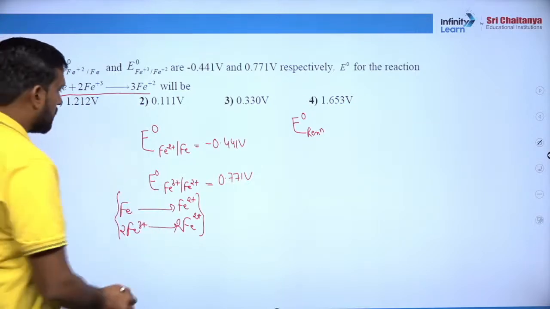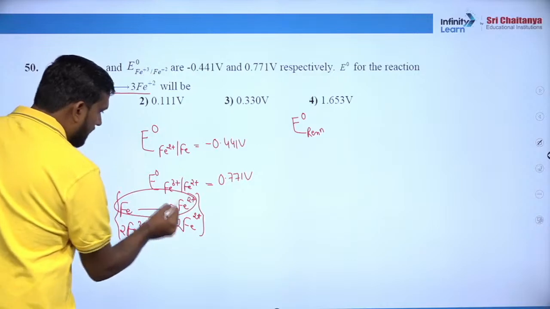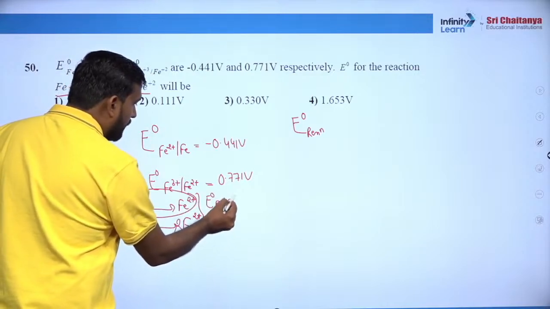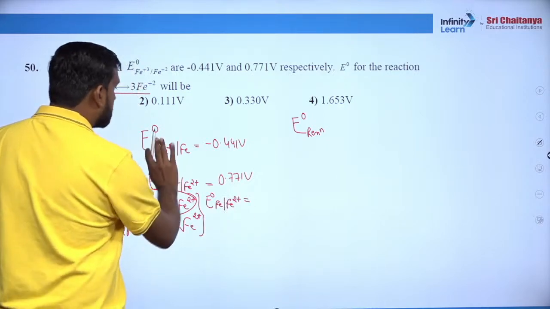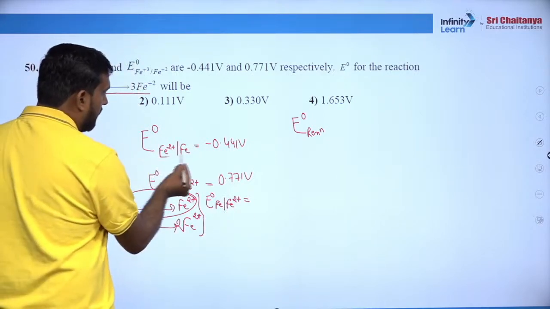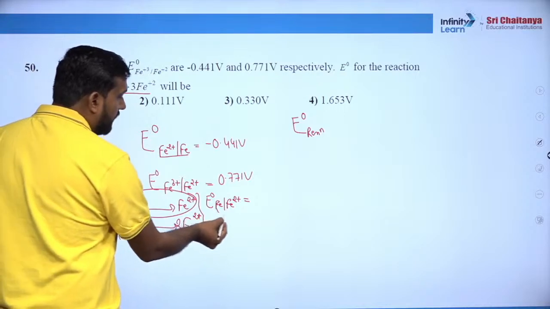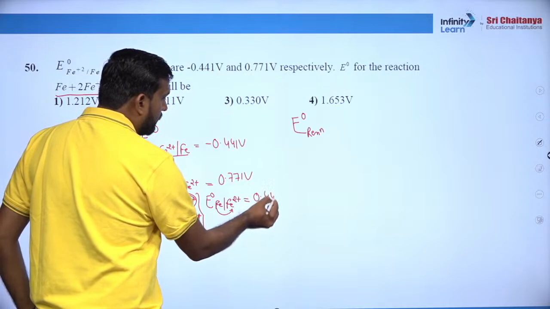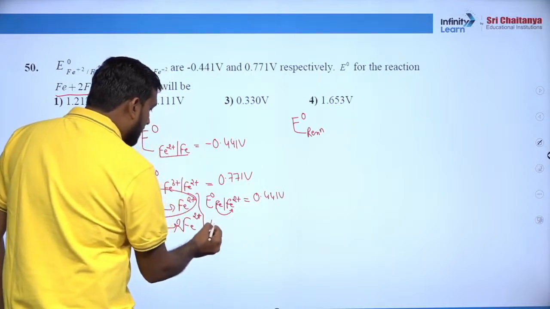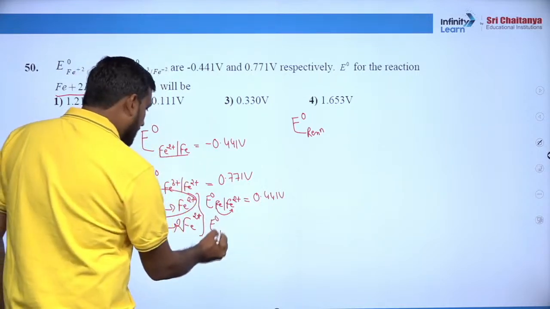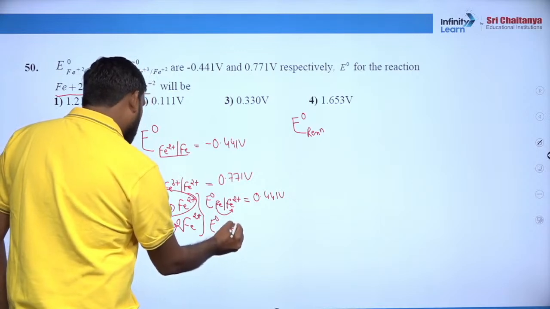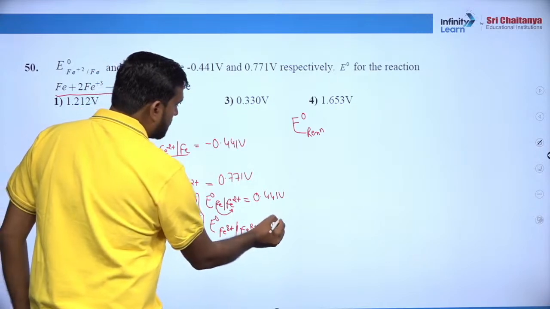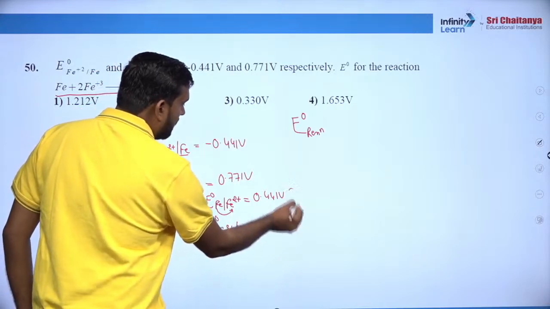Okay, E naught. So the E naught for this reaction, that is E naught of Fe to Fe2+, will be given as, just invert this because it is given for Fe2+ to Fe and we want for Fe to Fe2+. Okay, so just invert it and it will become 0.441 volt. Okay, and the next is E naught for Fe3+ to Fe2+, which is given in the question itself as 0.771. Okay, so just add them and you will get your answer.